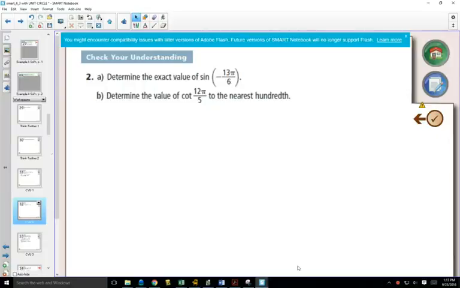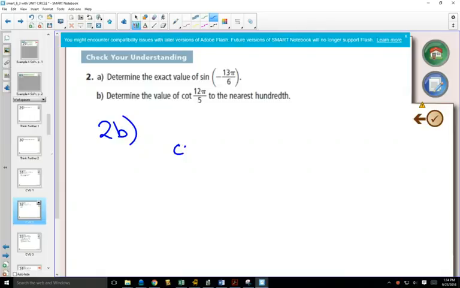So just like before, we're going to do only 2b right now, and we're going to leave 2a until after we've done our unit circle. So we need to determine the value of cotangent of 12 pi over 5 to the nearest hundredth.